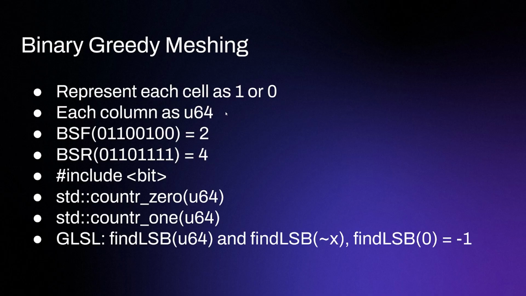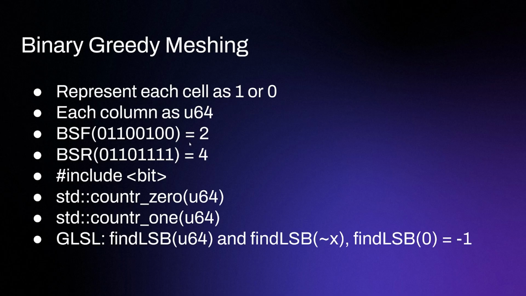This can be optimized using bitwise operations, which is called binary greedy meshing. So basically, the idea is we represent each cell as a 1 or 0, and we use a 64-bit unsigned integer to represent a column. This is for 64 by 64 by 64 chunks. You would use a 32-bit integer if you wanted a chunk size of 32.